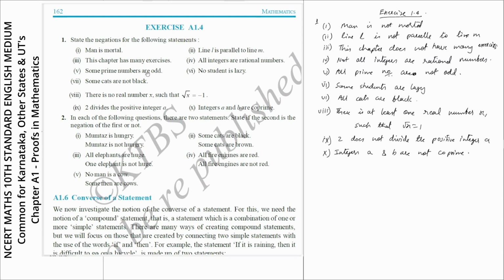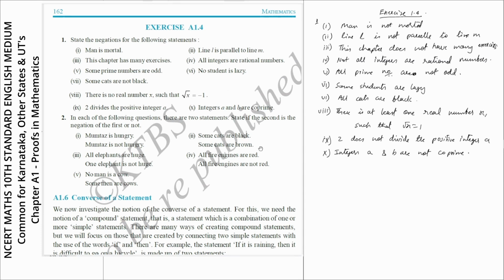So in the negation I'll state: all prime numbers are not odd. So that means all prime numbers are even. That's the meaning of this statement, which is a false statement. Therefore this is the negation of the statement some prime numbers are odd.